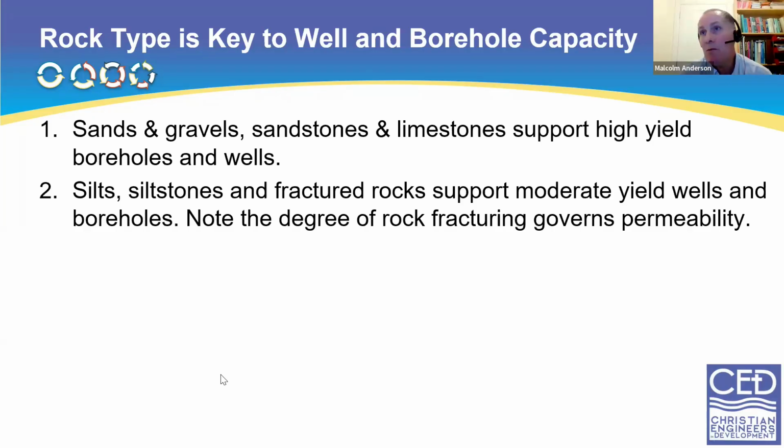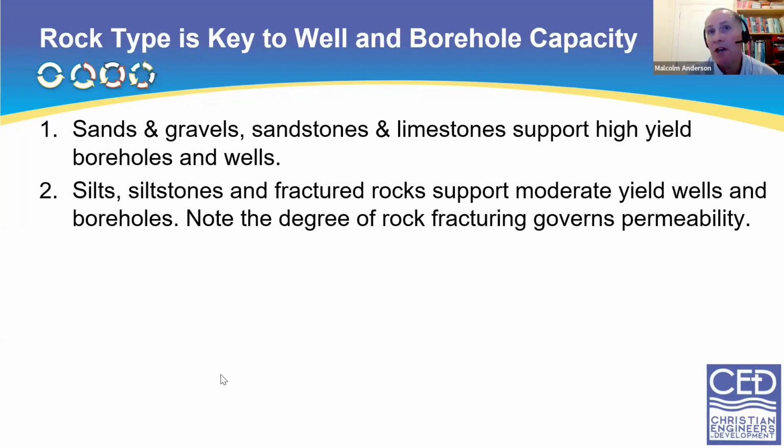Siltstones and fractured rocks support moderate yields, and in the case of silts in particular, so this is alluvium, you'll get a reasonable supply, certainly sufficient for most of the small scale supplies that we get involved in.